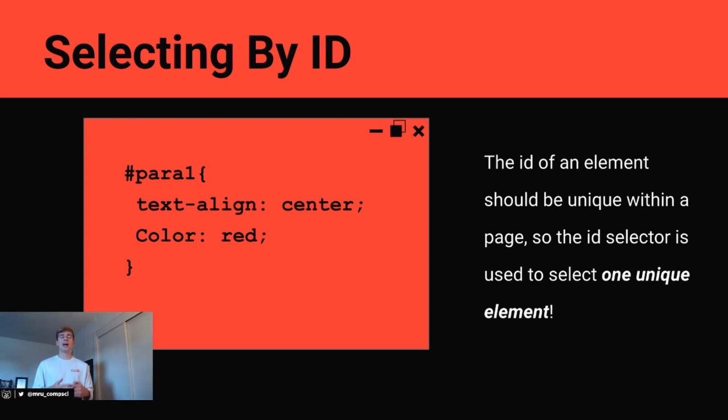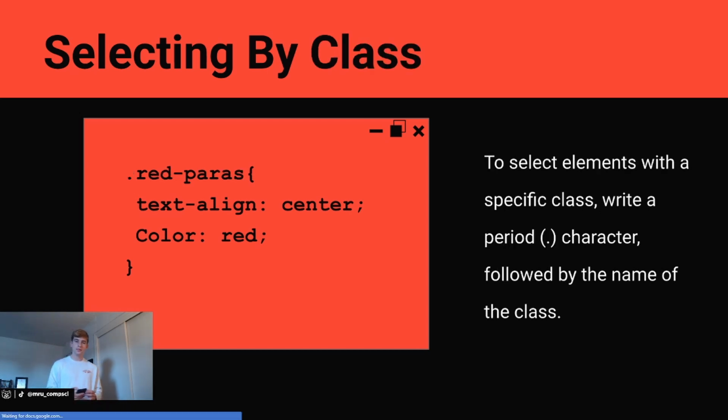So in this case, maybe we have a lot of paragraphs and our first paragraph has the ID para1. We use this CSS to change just that paragraph to be center and red.